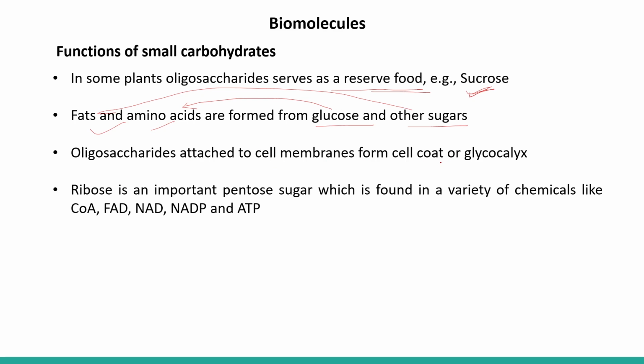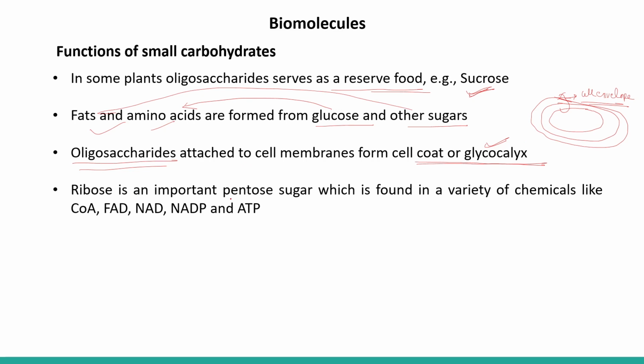Oligosaccharides attach to the cell membrane to form a coat called the glycocalyx. So here, the cell envelope structure, if you remember: the plasma membrane of the bacteria, then comes the cell wall, and then comes the glycocalyx structure. These three structures together are called the cell envelope. The outermost is called the glycocalyx. This is also made up of oligosaccharides.